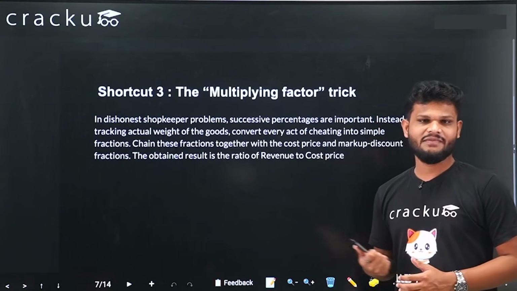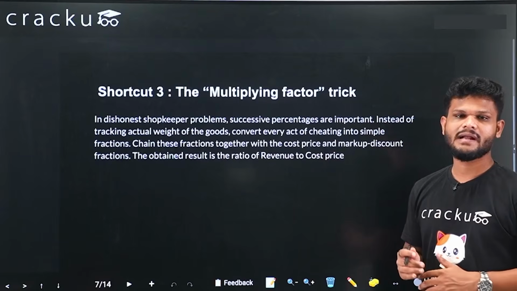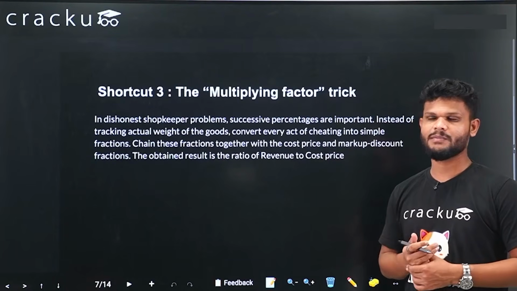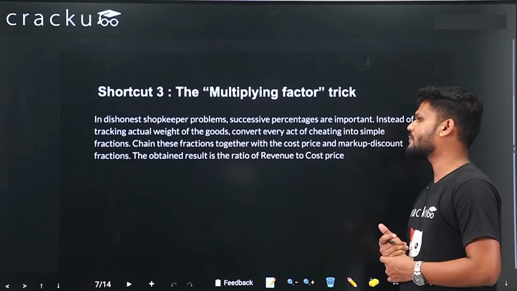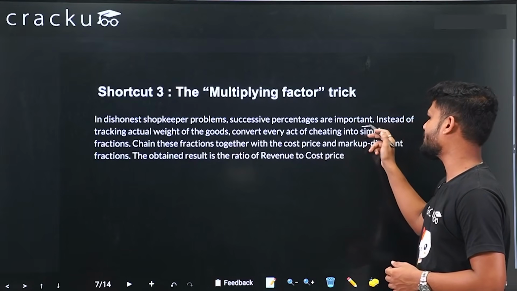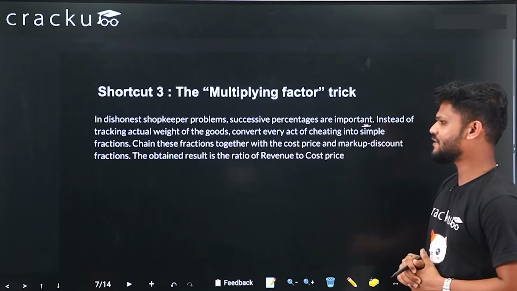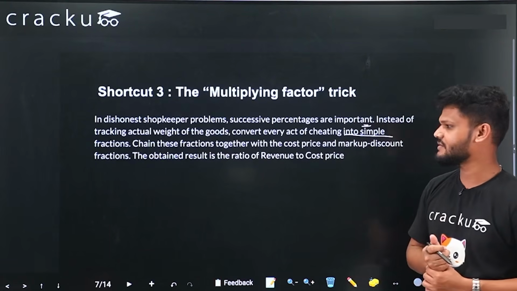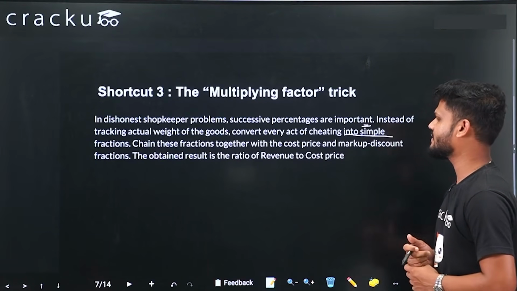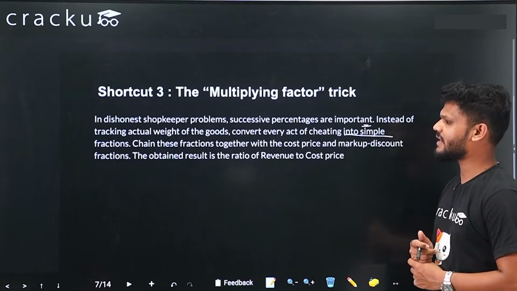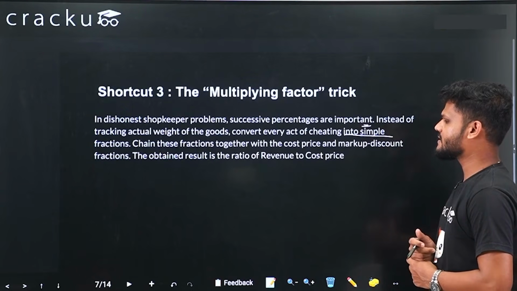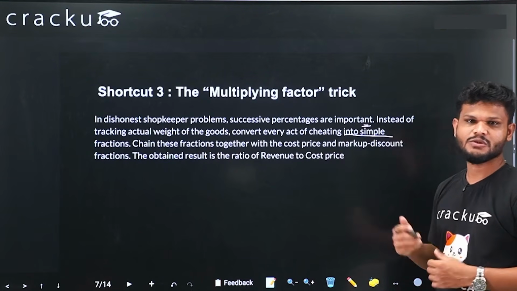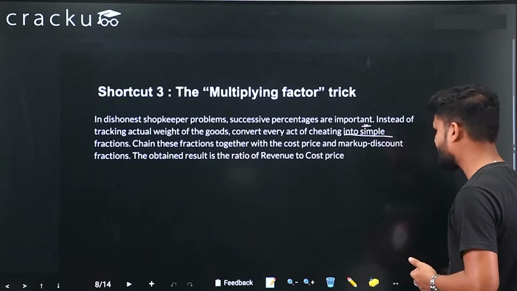So this is a multiplying factor trick. It is a concept and also an easy way to solve dishonest shopkeeper questions. In dishonest shopkeeper problems, successive percentages are important. Instead of tracking the actual weight of the goods, convert every act of cheating into simple fractions. Chain these fractions together with the cost price and markup and discount fractions. The obtained result is the ratio of revenue to cost price. So let us see what it is telling.